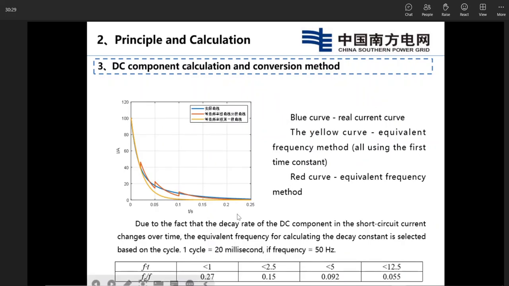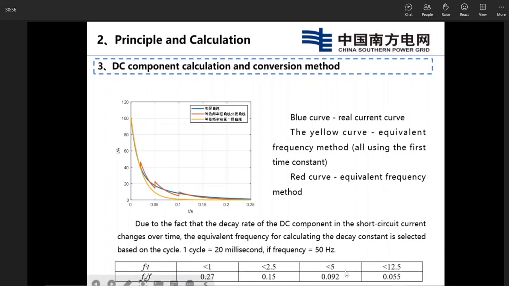Why we use that method? Due to the fact that the decay rate of the DC component in the short circuit current changes over time, the equivalent frequency for calculating the decay constant is selected based on the cycle. One cycle equals 20 milliseconds.